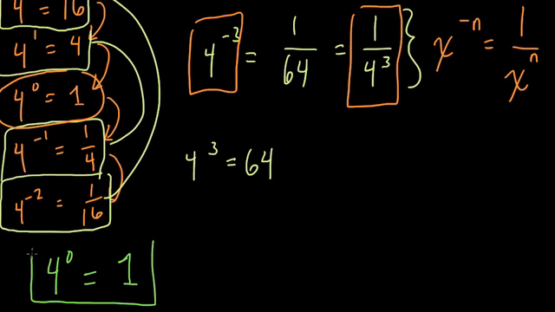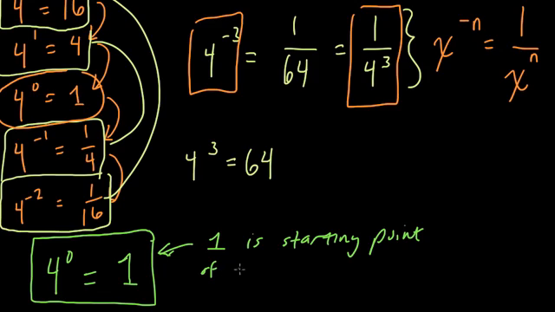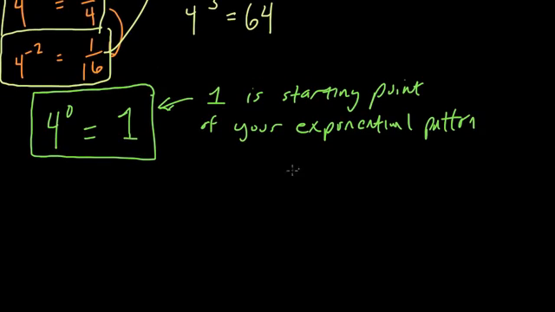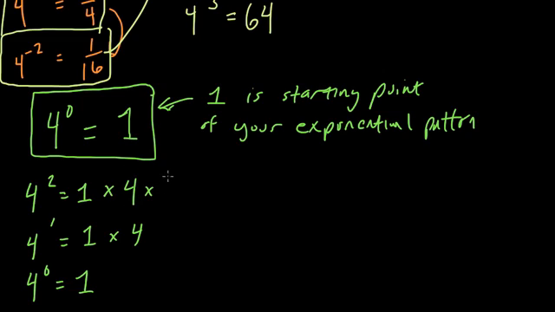When you're dealing with exponents, 0 is always your starting point, and it tells you that 1 is really the starting point of your exponential pattern. This is crucial, because if 4 to the 0 equals 1 and we build up from there, 4 to the 1 doesn't really just equal 4. It equals 1 times 4. We're building off of 4 to the 0. And 4 squared equals 1 times 4 times 4.